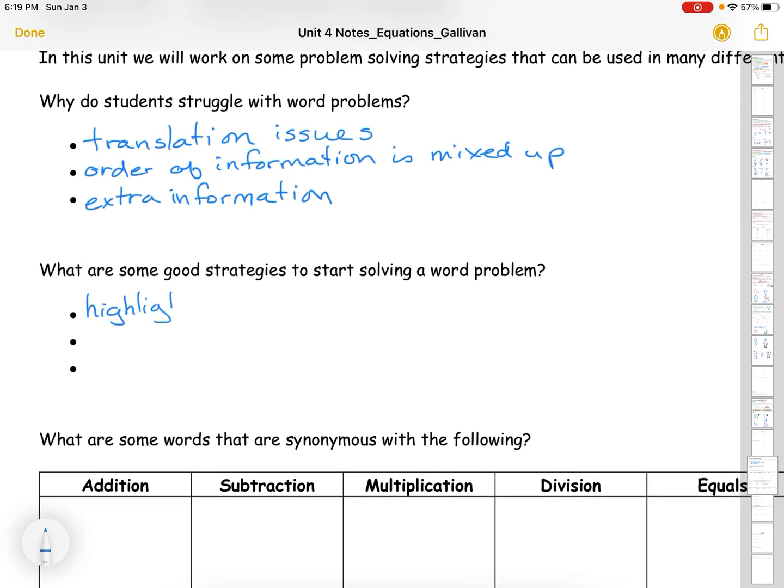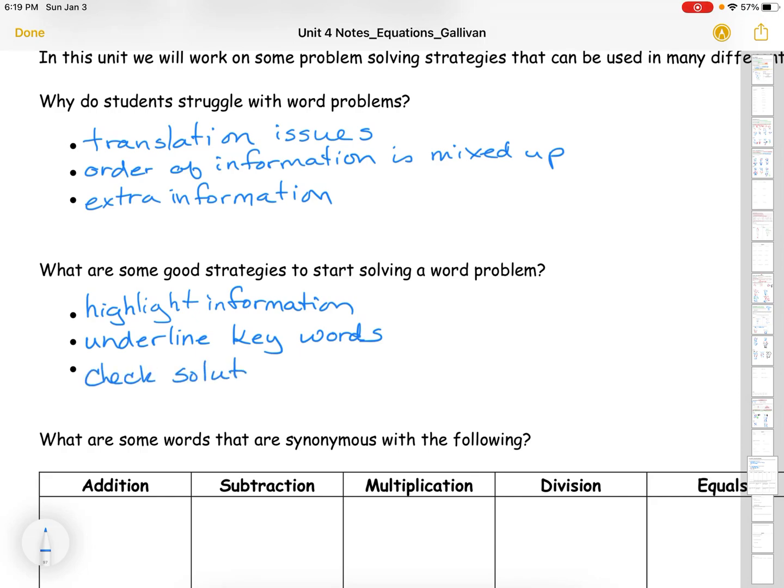You can highlight information. You can underline keywords. You can check your solutions. Does your solution make sense? If you take it back to the word problem, does it make sense with that answer? You have to read carefully. And you have to take your time.